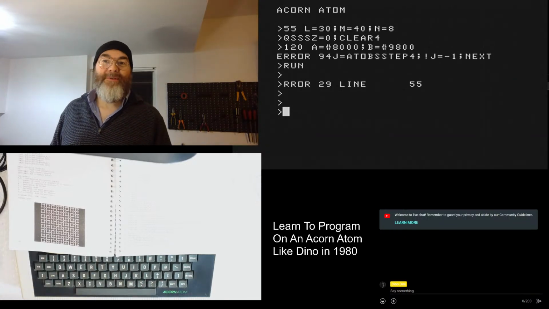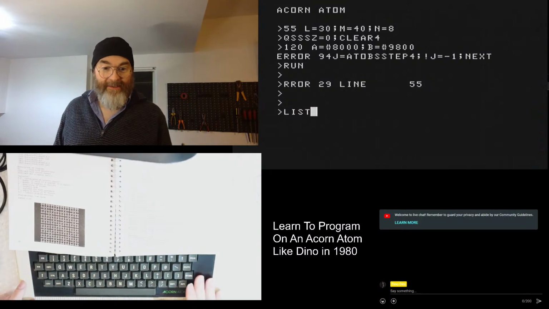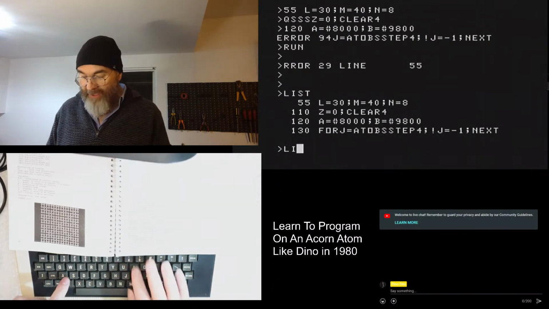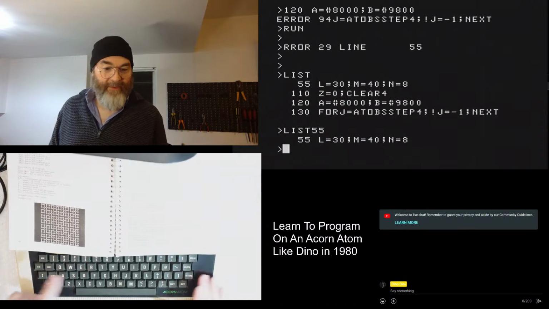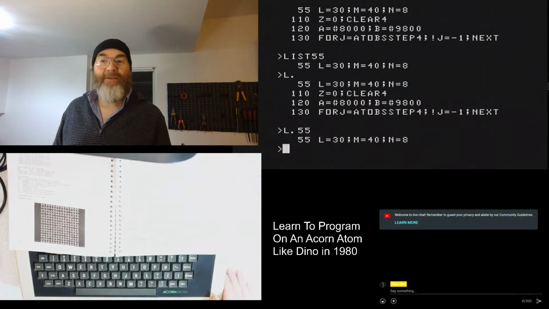And then it's always good to make sure that that edit worked properly. So we could just say list. I can list the whole thing. Or I could just list 55. Or I could just do L dot for short. L dot 55. See, it's fixed.